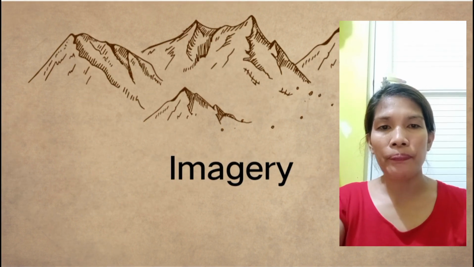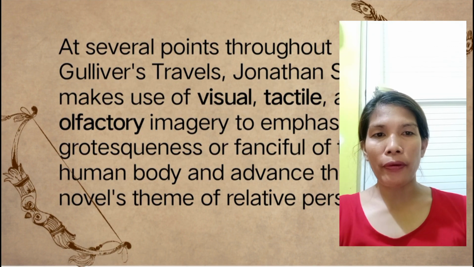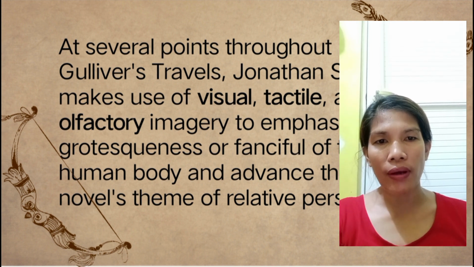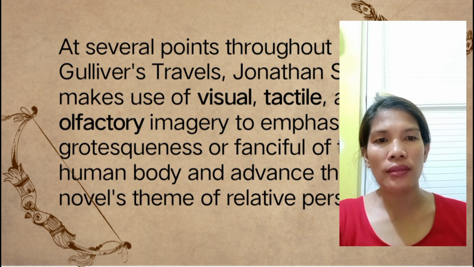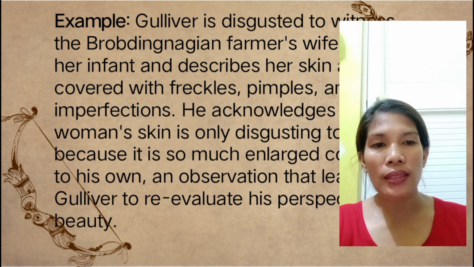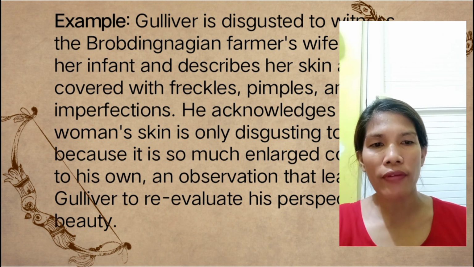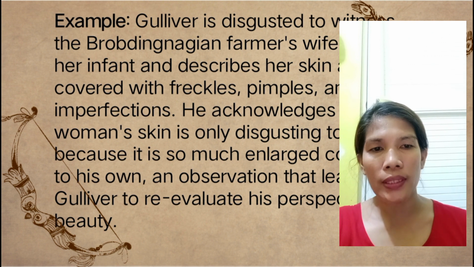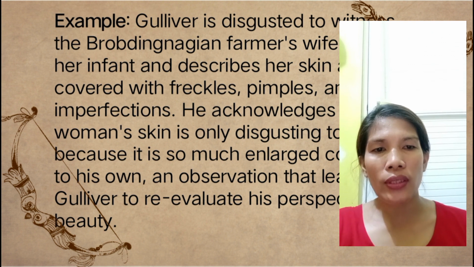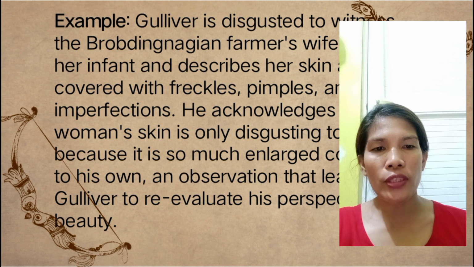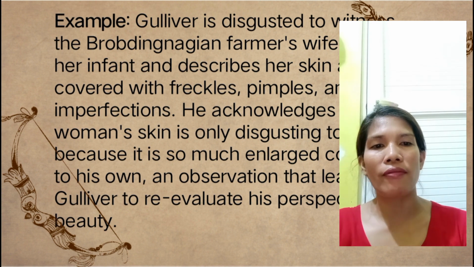And now let's proceed to the imagery. At several points throughout Gulliver's Travels, Jonathan Swift makes use of visual, tactile, and olfactory imagery to emphasize the grotesqueness or fancifulness of the human body and advance the novel's theme of relative perspective. For example, Gulliver is disgusted to witness the Brobdingnagian farmer's wife nurse her infant and describes her skin as being covered with freckles, pimples, and other imperfections. He acknowledges that the woman's skin is only disgusting to him because it is so much enlarged compared to his own, an observation that leads Gulliver to reevaluate his perspective on beauty.